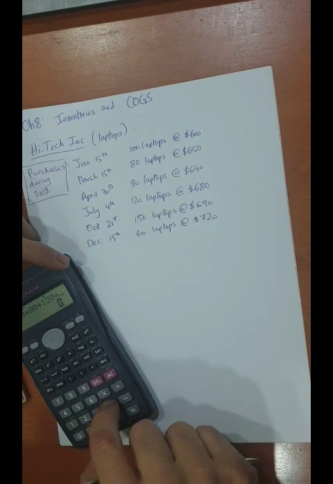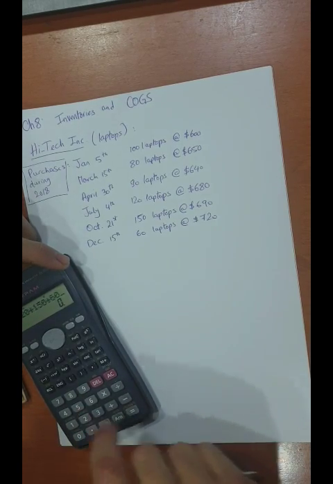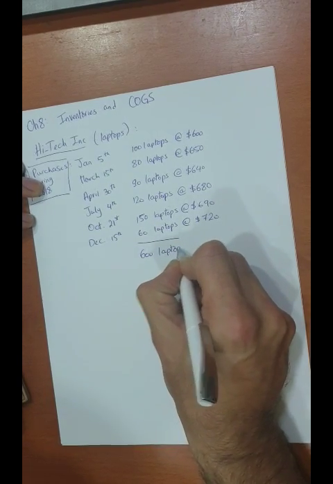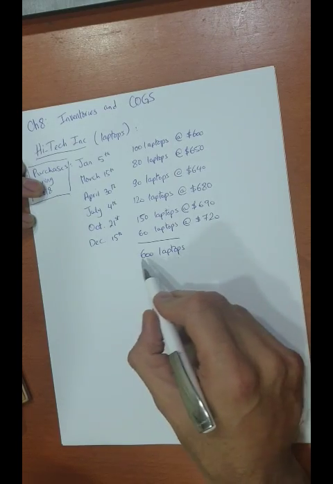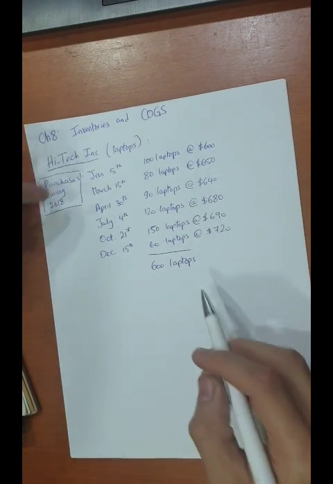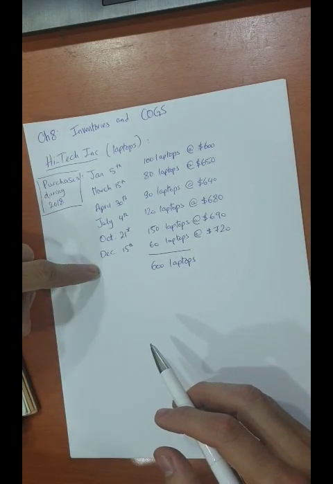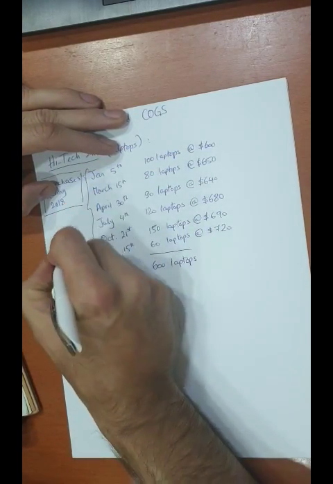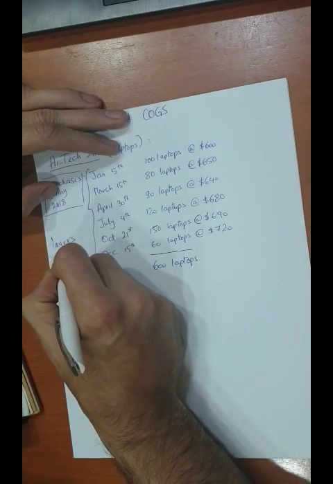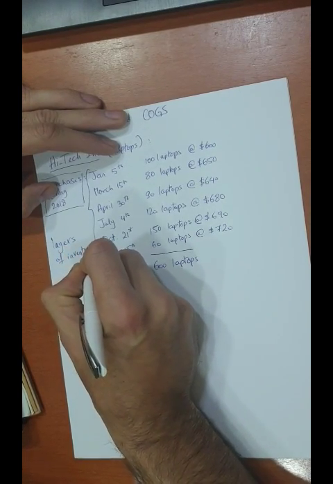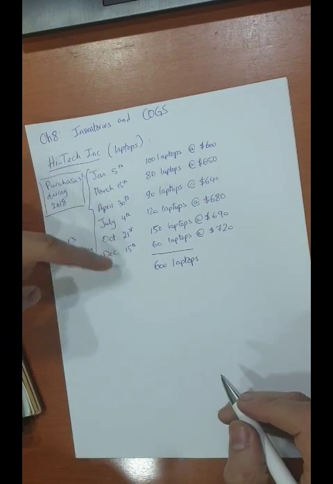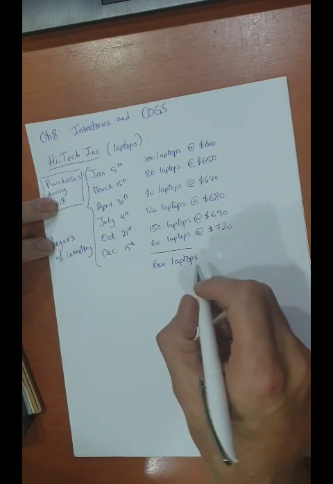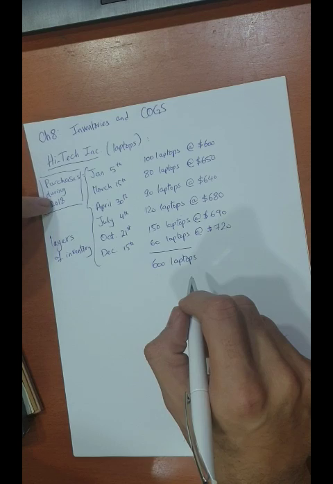In total, I'm just calculating the number of laptops: 600 laptops. Of course, we cannot tell the price for all of these because we have several layers of inventory purchases, or waves. These are called layers of inventory. Each layer has a different price than the other. So these 600 laptops in total are the total purchases for 2018.